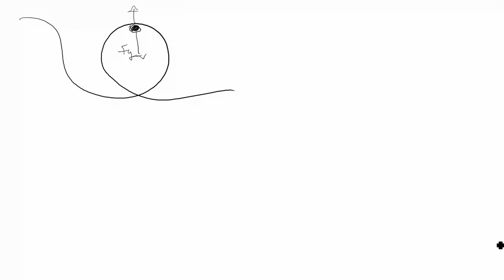gravity trying to pull me down. And it's actually the normal force of the track that is what keeps me moving in a circle. So here it's the normal force that does the centripetal force. So when I'm looking at this equation, let's say my loop has a radius of 20 meters. And I want to find the minimum speed, my velocity, that I have to be traveling at in order to not fall off of the loop.